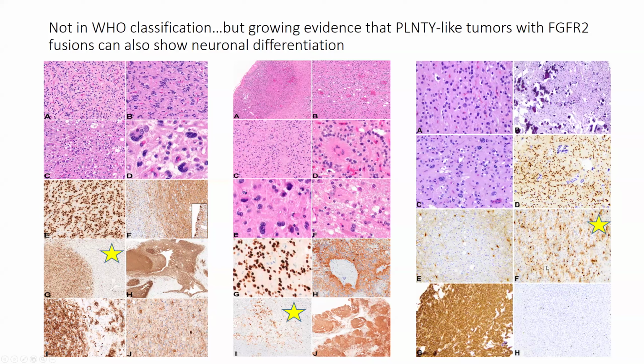This is another one that had NeuN expression, and then the 3rd example over here of NeuN expression in these PLNTYs. And all 3 of these tumors have confirmed FGFR2 fusions. And all 3 of these patients are doing very well after surgical resection, and it's been several years out now.